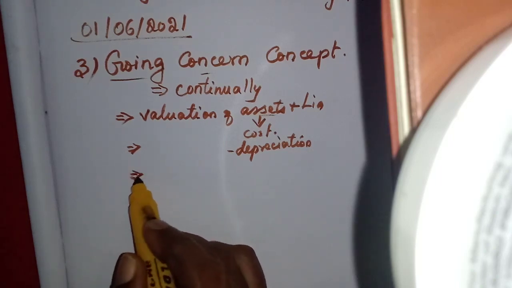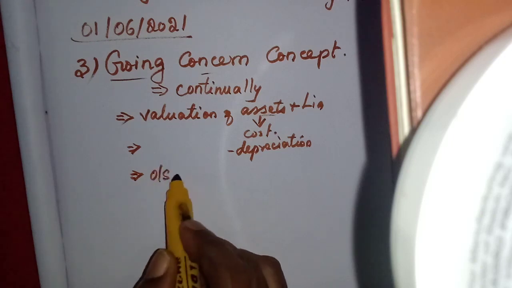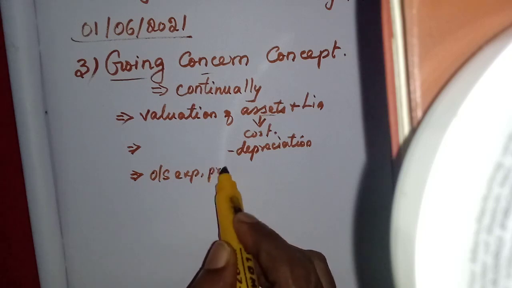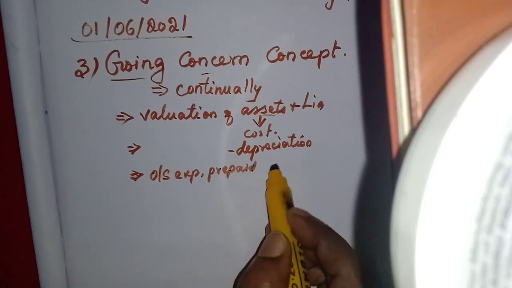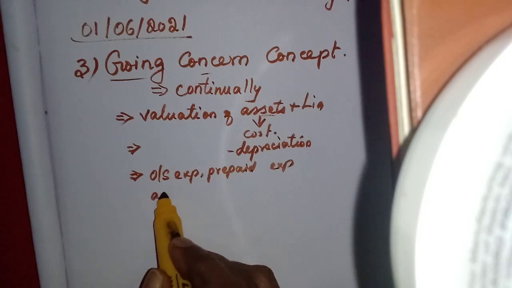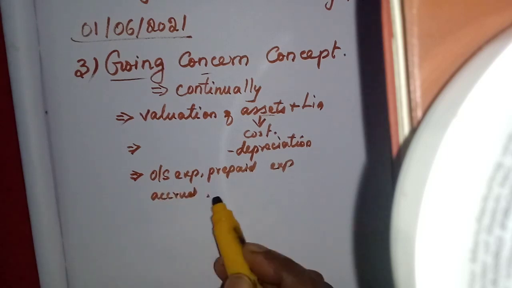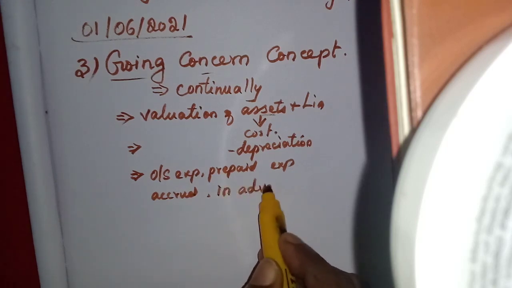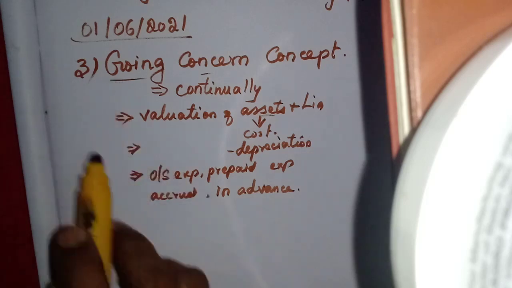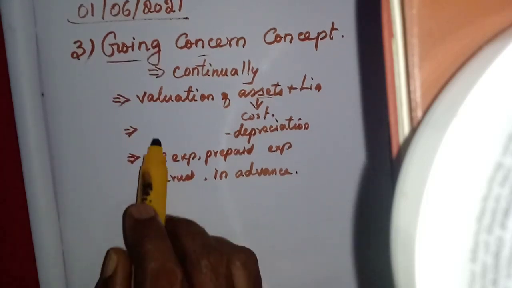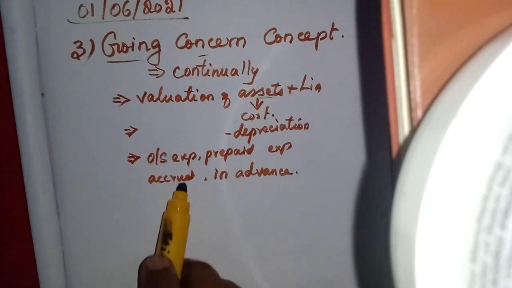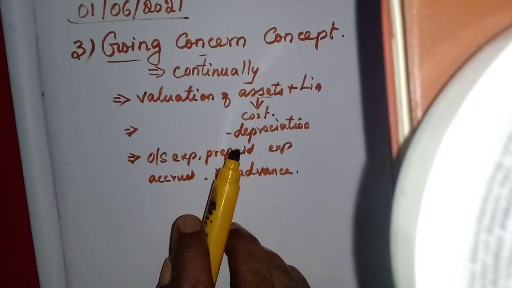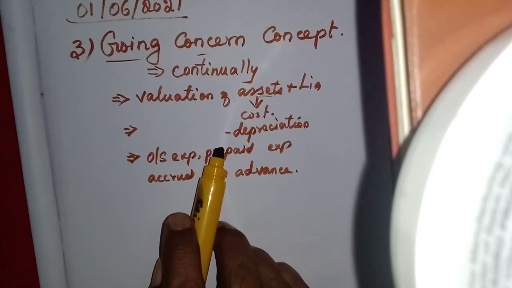Then we have the treatment of outstanding expenses, then prepaid income, prepaid expenditure, then accrued income but not received, and income received in advance. All these we make some adjustments because of this concept. You will learn this in the 12th, 13th chapters. All these adjustments, you will understand there. It is very, very clear.